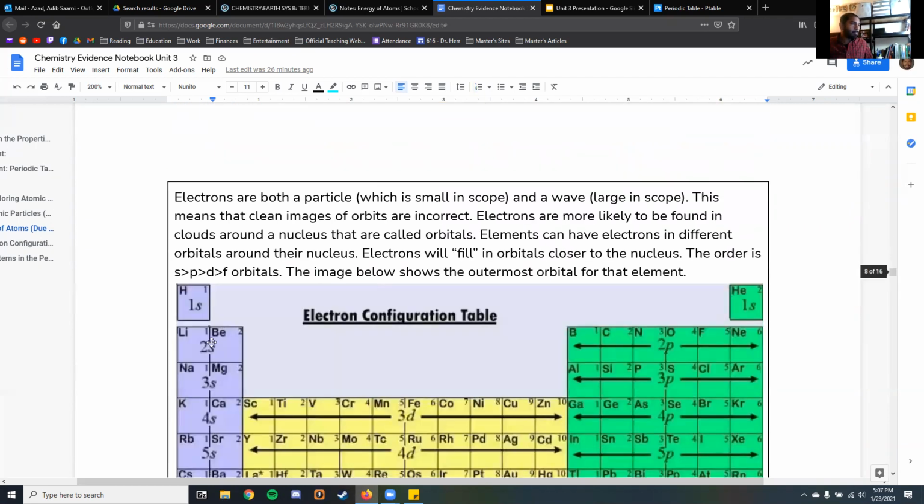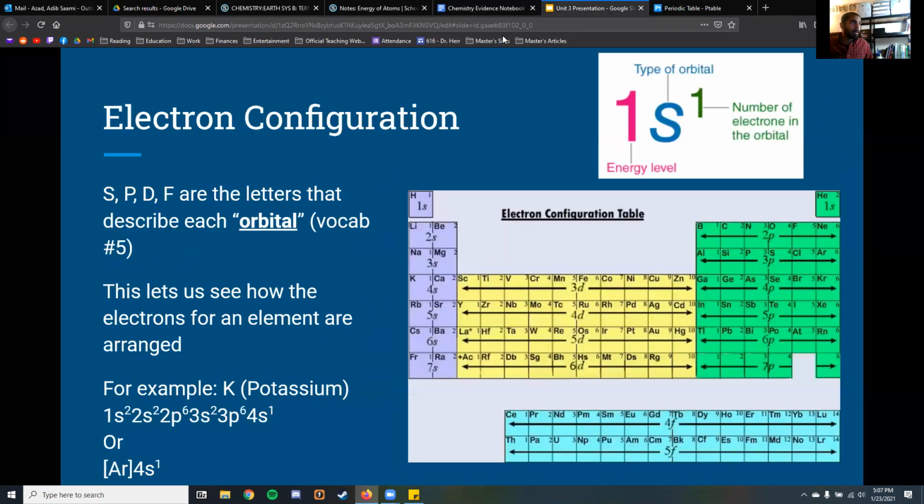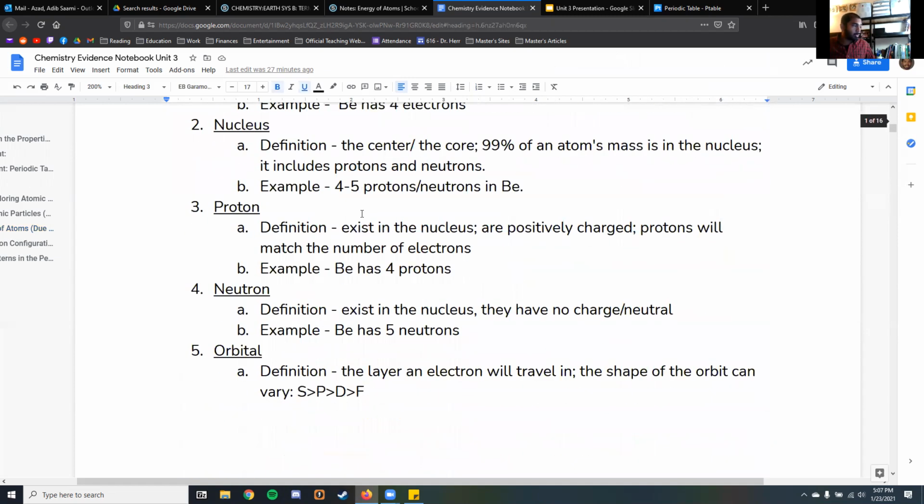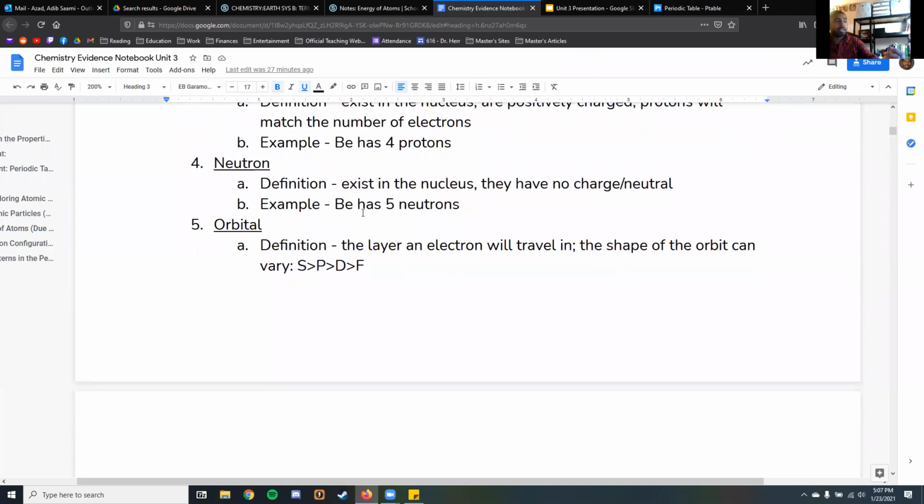All right. Now we come to the part where I find most people will struggle. It's electron configuration. One of the things we had to do for vocab was this word called orbital. And this is where electron configuration comes in. An orbital is basically where an electron can be found. There are several different types of orbitals, S, P, D, and F, and they describe the shape of that orbital, but that's not too important right now. Just know that there are different types of orbitals. And so an electron will travel in these orbitals.